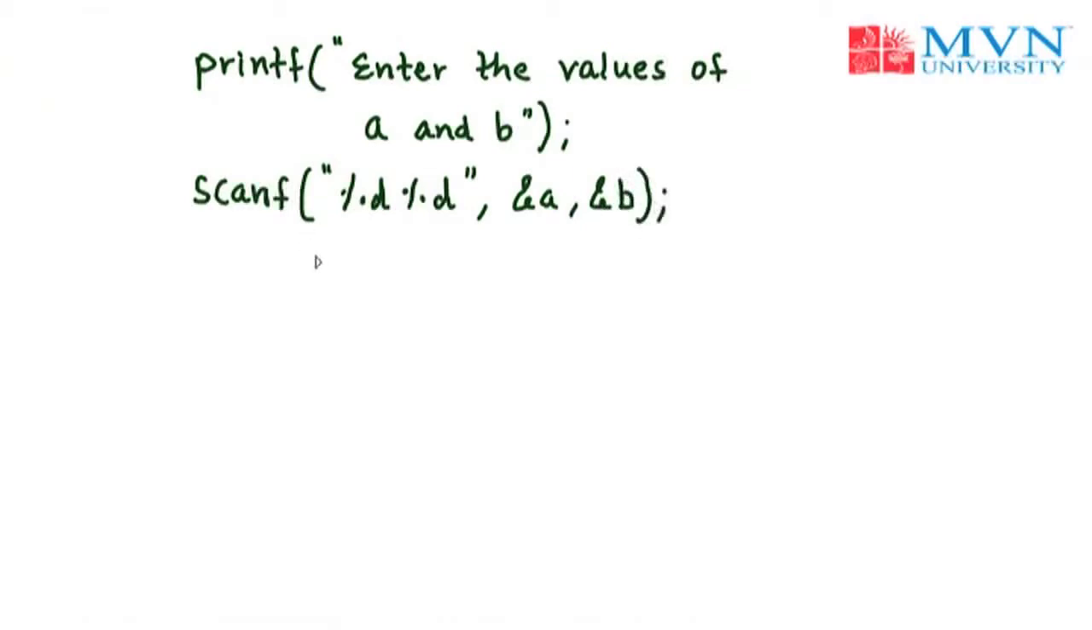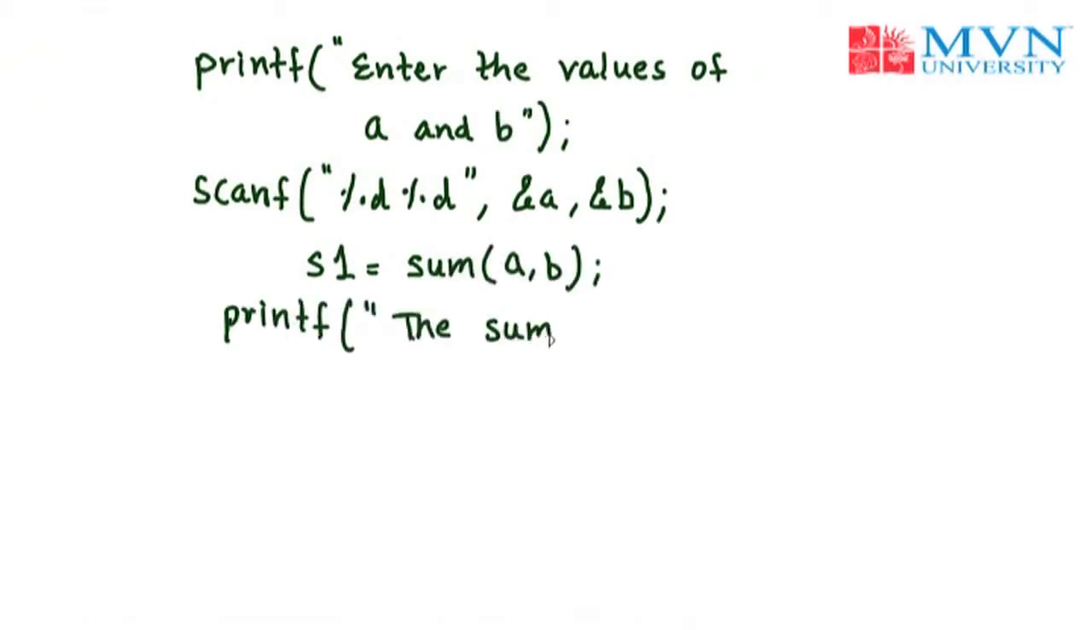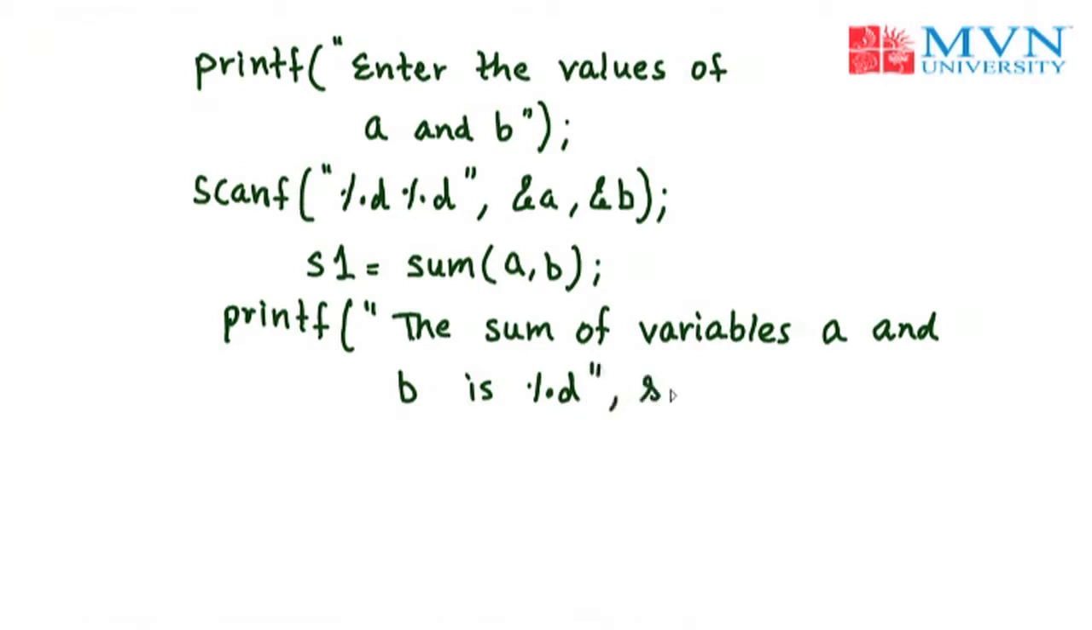Now call the function sum here. s1 is equal to sum(a, b). printf("The sum of variables a and b is %d", s1). getch(), close the main function. Then below the main function, define the function sum.